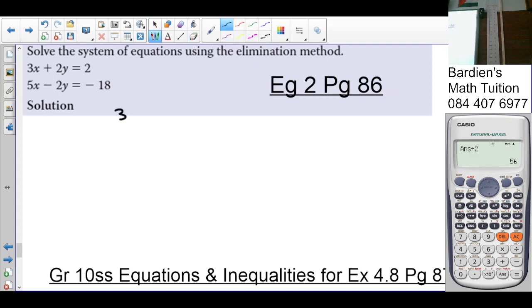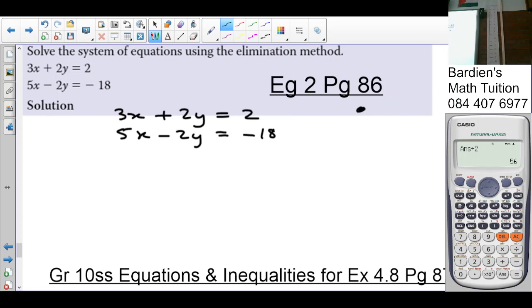So it's going to be 3x plus 2y is equal to 2. And you've got 5x minus 2y is equal to negative 2. Okay, so what I want you guys to do is to make a note on the side here. We're going to do the sum together now, okay? Make a note on the side.